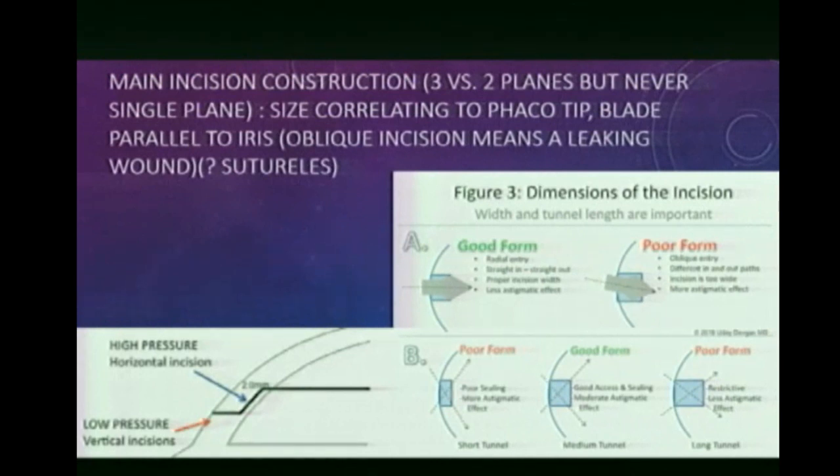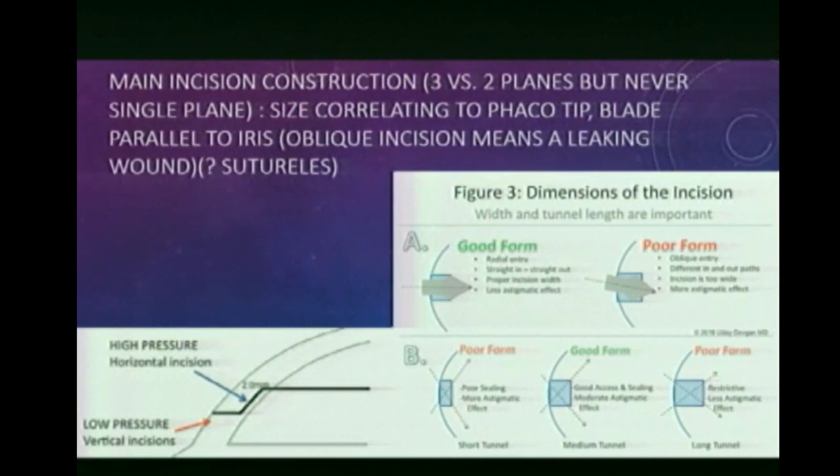Number 2, in a good form of incision, the entry should be radial, as if you are going directly to the center of the eye, not going to the superior or inferior part. Like this one, you are going inferior, so the wound will not be in the same limbus, there will be instability and it will be oblique. The oblique incision has a chance of leaking later on.